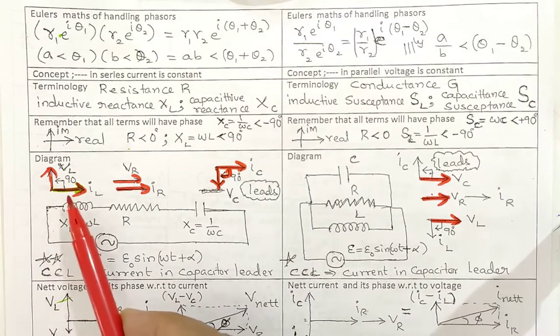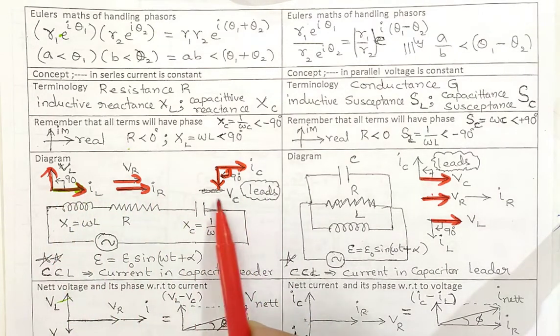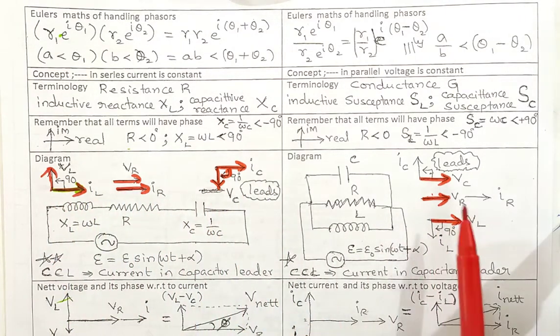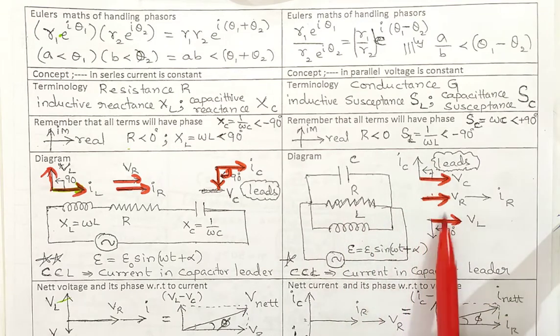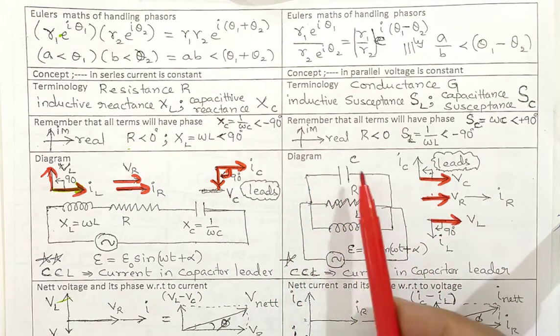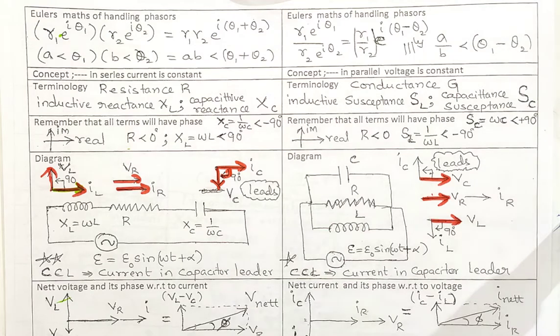So here we have taken current as a base because current is constant in series. Here we have taken EMF as a base because EMF, the potential difference, is constant in parallel circuits. We have written in phase, out of phase, leading, lagging kind of things.